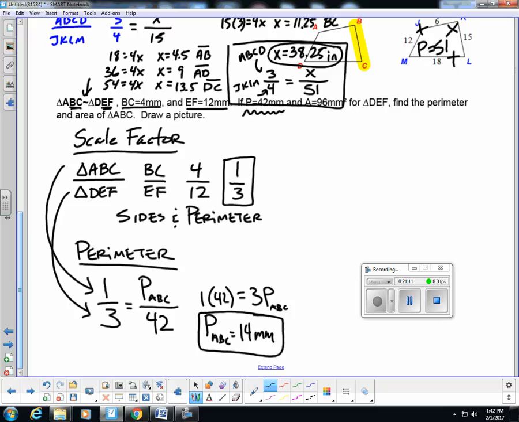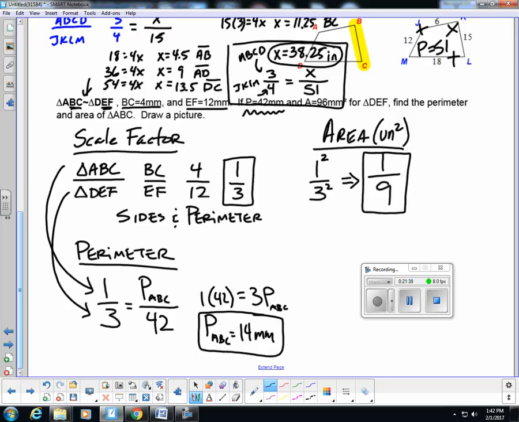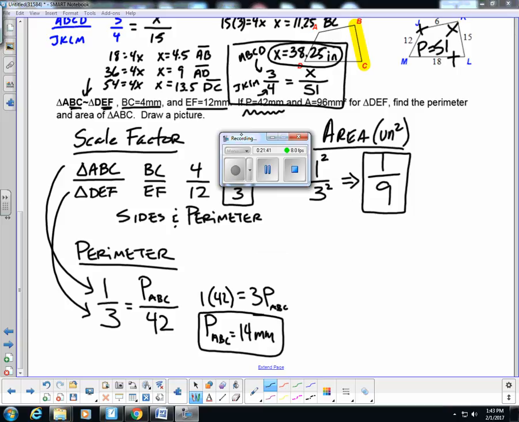Now, area. Area is a little bit different in terms of the scale factor. Area is units squared. Just remember that. In this case, millimeters squared. So what we're going to do with our scale factor is square the numerator and the denominator. So it's going to transform into 1 squared is 1, big change there. 3 squared is 9. This is the scale factor for area.